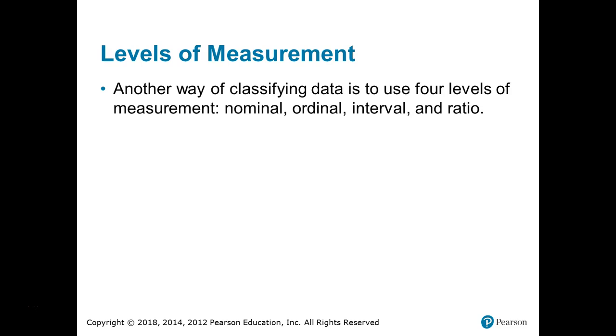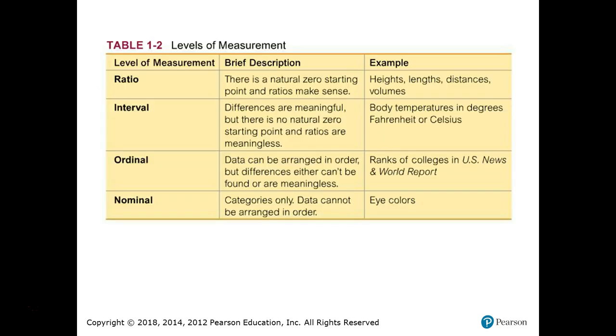Levels of measurement. Here's our next topic. Another way of classifying data is to use four levels of measurement, and we're going to talk about each of these and then give you an example that follows. Nominal, ordinal, interval, and ratio. Here is a quick summary of them. Ratio, think of heights, lengths, distances, volumes. Interval, the differences are meaningful, but there is no natural zero starting point, and ratios are meaningless. So if you take your body temperature divided by my body temperature, that's not really going to tell me much.